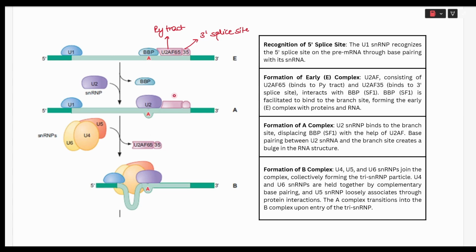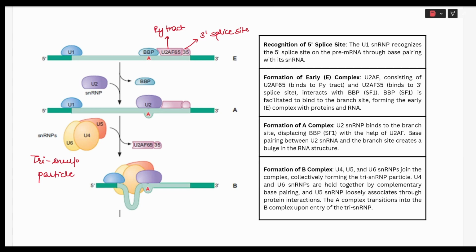And as you can see, they are now gone, and in their place, they are basically replaced by these guys. Now, a little bit of information about this thing. This is also known as the tri-snRNP particle. Okay, so that is just another name for this complex of snRNP U4, U5, and U6.